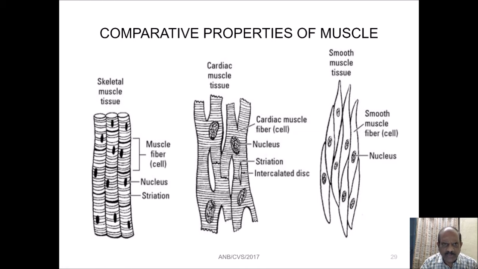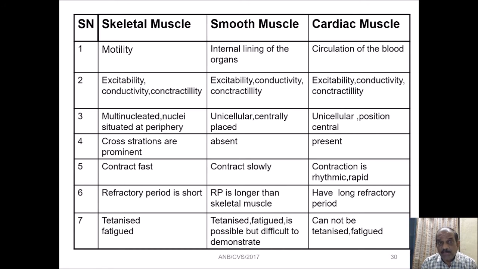What we are going to discuss today are the comparative properties of these three muscles: skeletal muscle, smooth muscle, and the cardiac muscle. So what is the basic function of all three muscles? First, skeletal muscle. Its function is motility, that is the movement of the body, movement of any organism. Smooth muscle helps in the internal lining of the organs, and cardiac muscle, which is present only in the heart, helps in maintaining normal circulation of the blood in our body.